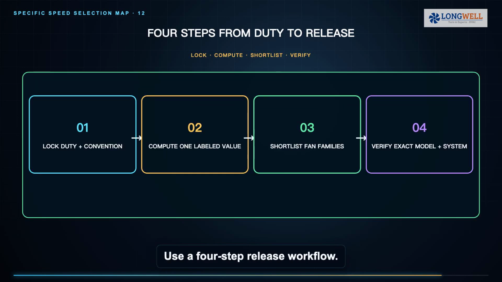Use a 4-step release workflow. First, lock Q, pressure definition, density, speed basis and units. Second, compute one clearly labeled specific speed convention. Third, use it to shortlist centrifugal, mixed flow or axial candidates. Fourth, verify each exact model on tested curves and the installed system boundary. Specific speed is a powerful map coordinate. Engineering selection begins, rather than ends, at that coordinate.